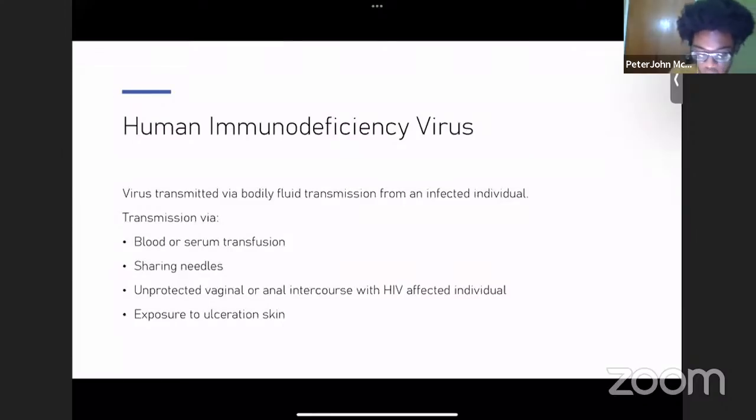So again, HIV is transmitted via bodily fluid from an infected individual. You can have transmission via blood or serum transfusion, needle sharing, unprotected vaginal or anal intercourse with an HIV affected individual.